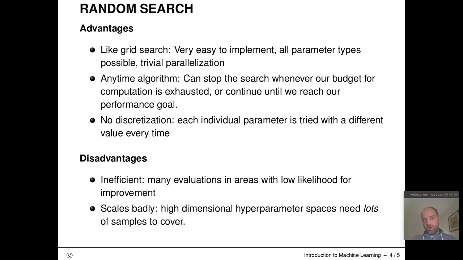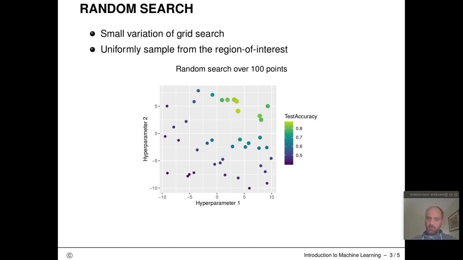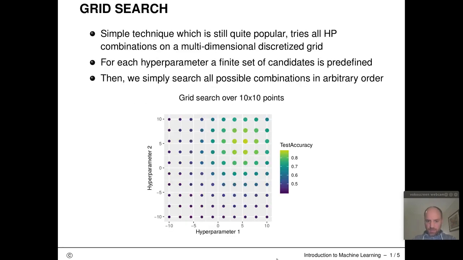And the last advantage of random search is that it really requires no discretization. Each individual parameter is tried with a different value every time. And there's also one slight advantage. You can see it if you look at the projection of the experiments during grid search and random search on the axes. Here we have a grid of 100 values, right? But for each parameter, we are trying out exactly 10 different values for hyperparameter 1 and for hyperparameter 2. Which means there are these gaps here where we were never trying out any values for hyperparameter one during any type of experiment.